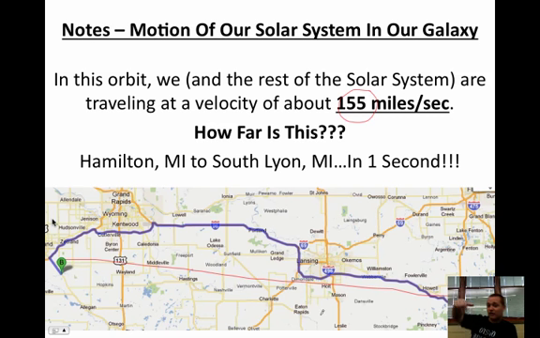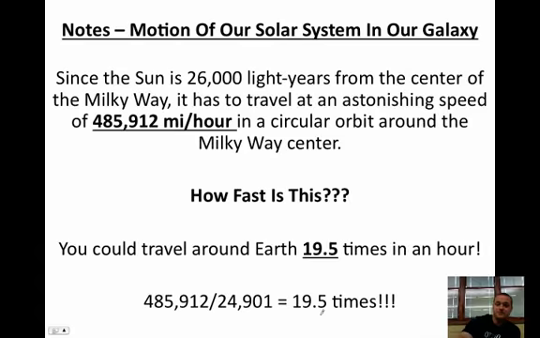So again, in 1 second, that's how far our solar system, our sun and all of our planets within our solar system, including Earth, are traveling around the Milky Way galaxy. Since the sun is 26,000 light years away, and it's a long ways from the center of the Milky Way, it has to travel at this speed as it goes around the Milky Way. So that means that 485,912 miles an hour is how fast we are traveling around the Milky Way galaxy.